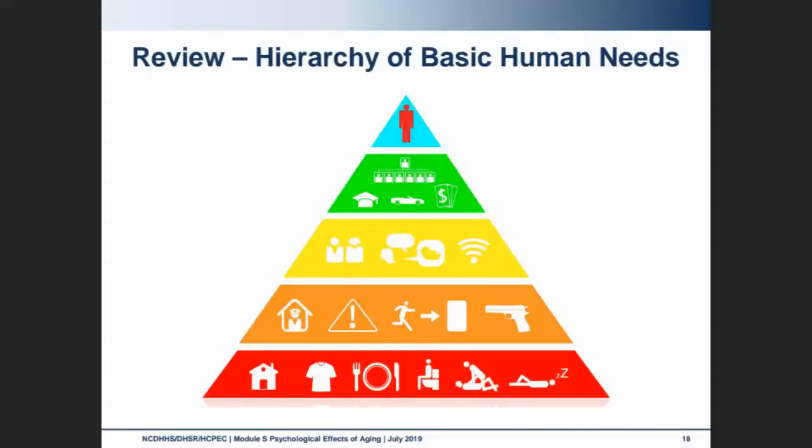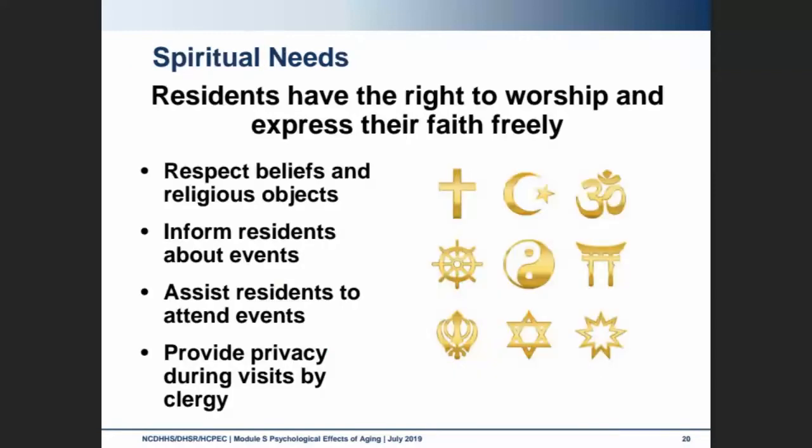And there's another version of the hierarchy of needs. So we have spiritual needs as well. Residents have a right to worship and express their faith freely. We need to respect residents' beliefs and religious objects. If there are any religious services available, we want to make sure our resident is aware of them and we help them get to them if they want to. And provide privacy if, for example, members of the clergy come.